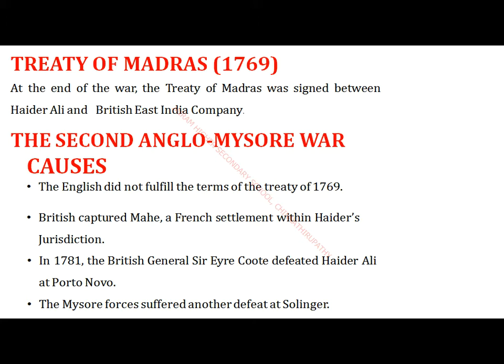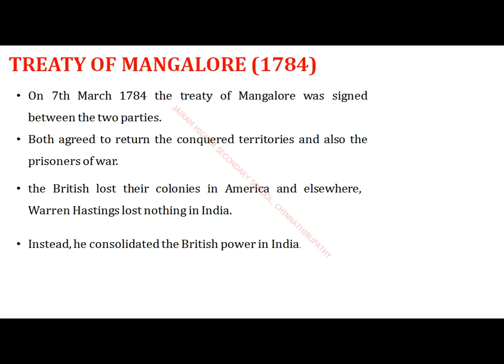By whom? Through the side of Britishers. Okay, yes, children. And see here the Treaty of Mangalore, which took place in the year 1784. On the 7th March 1784, the Treaty of Mangalore was signed between two parties.